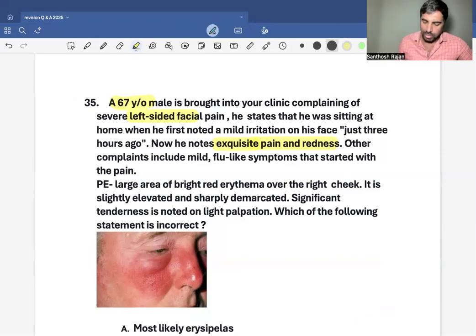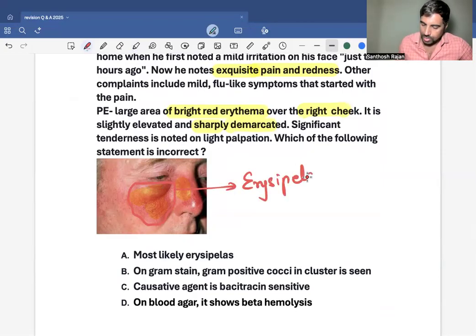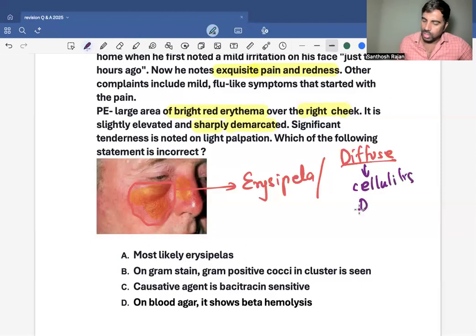On examination, you can see bright red erythema over the cheek. This is the picture. You can see it is bright red, very well demarcated, with margins and significant tenderness. When you have a demarcated margin, you call it erysipelas. If the lesion is diffuse, spreading everywhere, you call it cellulitis. Both are common in diabetic patients, but cellulitis more so in diabetes mellitus patients.